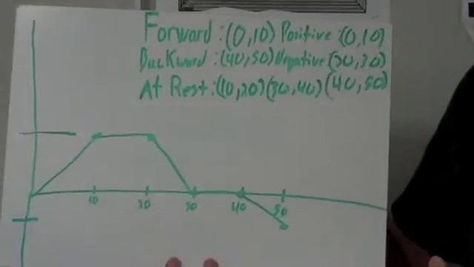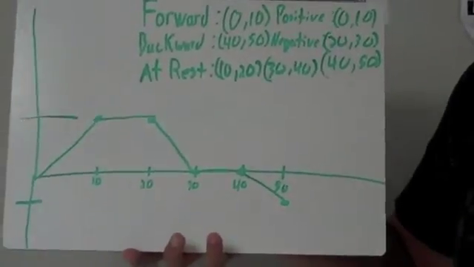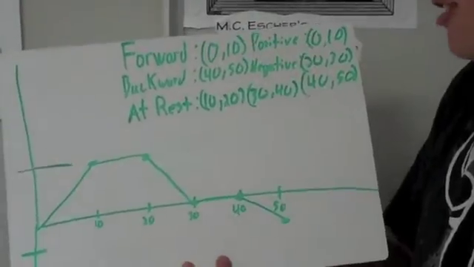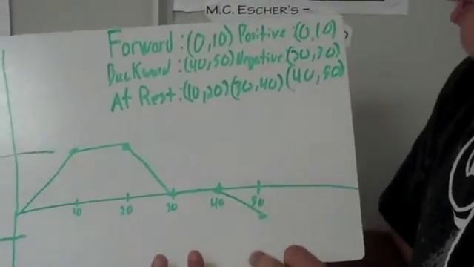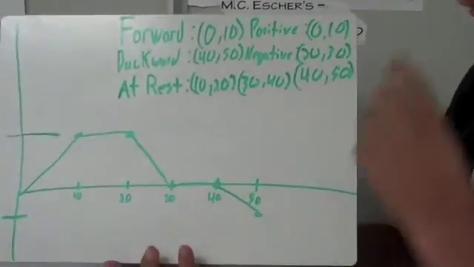This eraser represents a car in linear motion. Watch as its velocities and accelerations change. Alright, so the car, you have to find out when the car is moving forward, backwards, at rest, and when the acceleration is positive and negative.